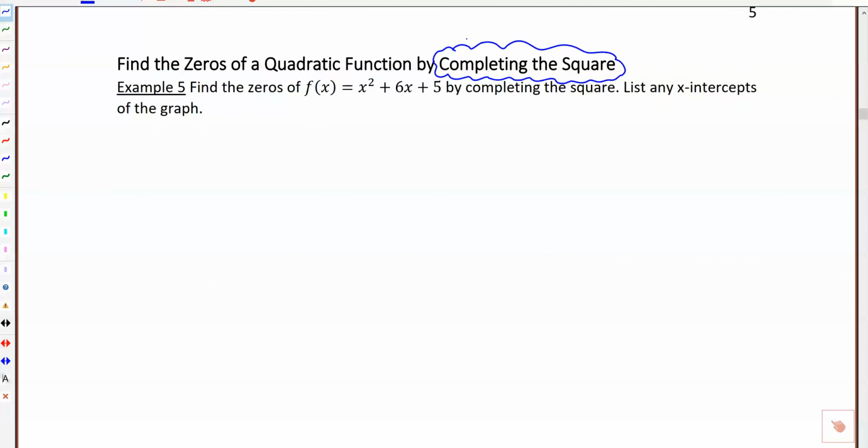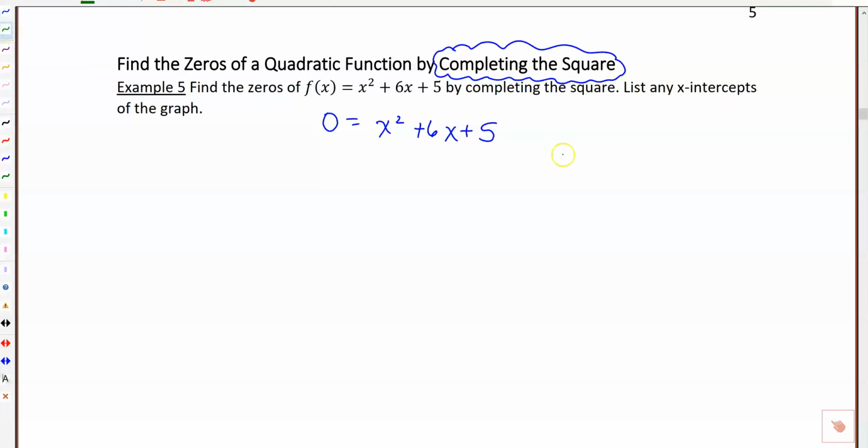So in this next example, it says find the zeros of f of x is equal to x squared plus 6x plus 5 by completing the square. List any x-intercepts of the graph. So to start off with, the idea about finding zeros is where your function output is 0. So you're going to put a 0, and then we're going to find these values for x that would make this true. So for the process of completing the square, let's review how to do that.